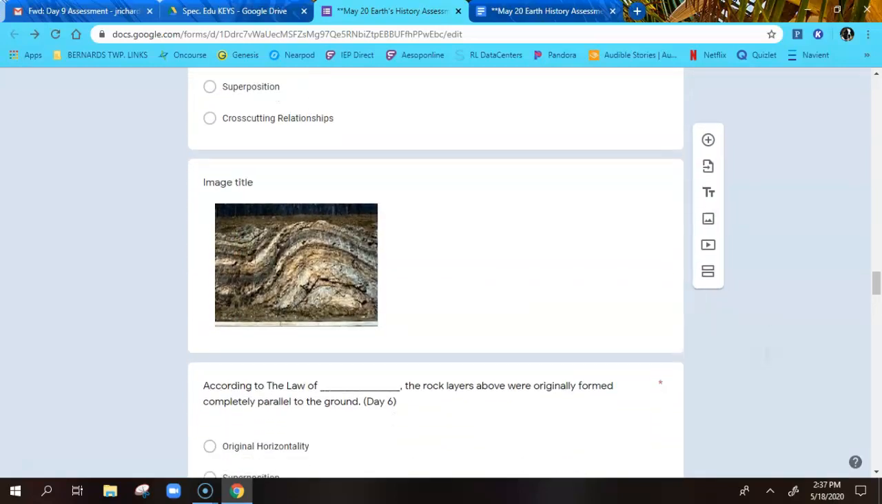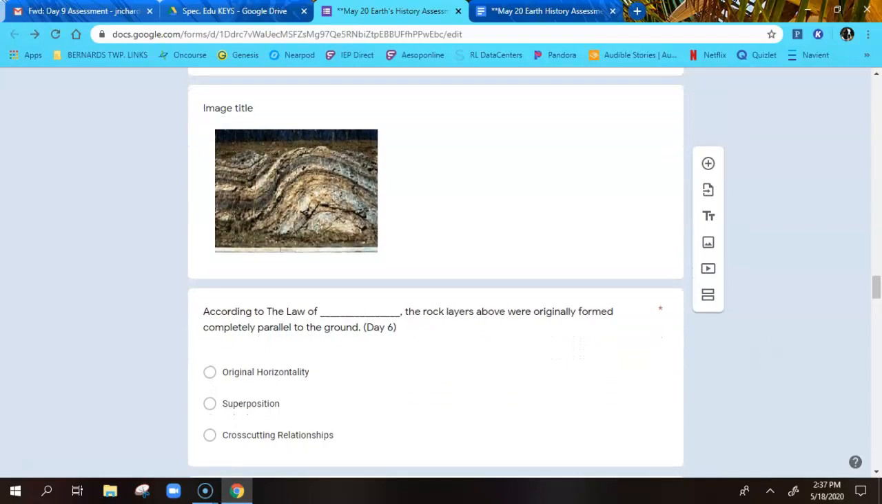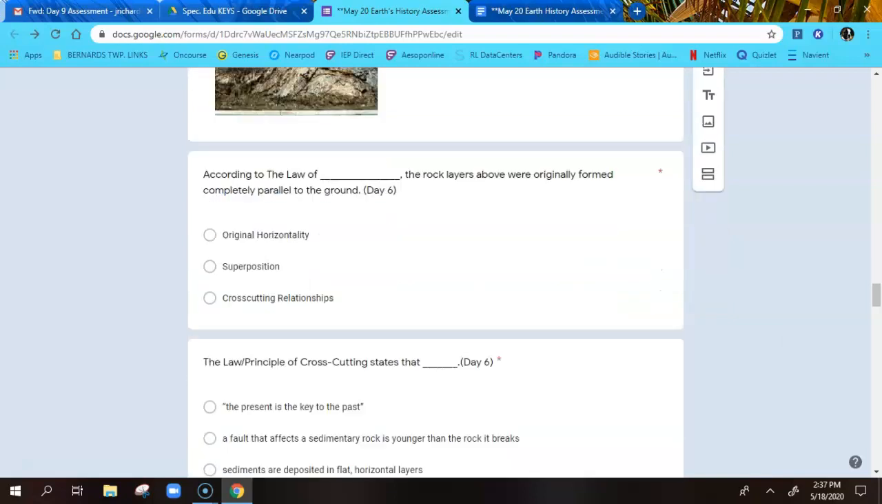Okay, moving on. This question is for the image above. According to the law of blank, the rock layers above were originally formed completely parallel to the ground. This can be found in your day 6 notes. A, original horizontality, B, the law of superposition, or C, the law of cross-cutting relationships? Ooh, I did that one better.